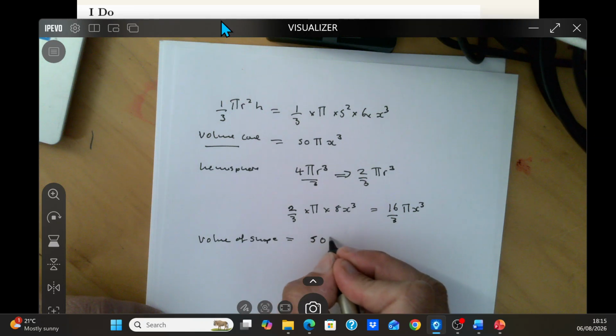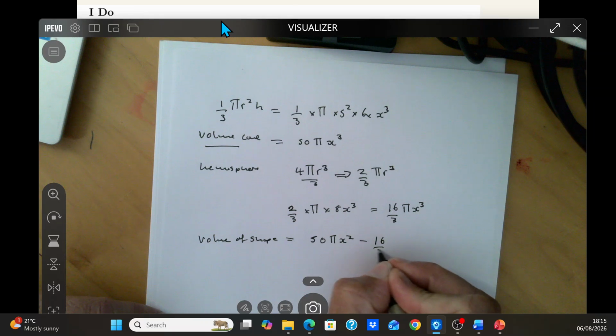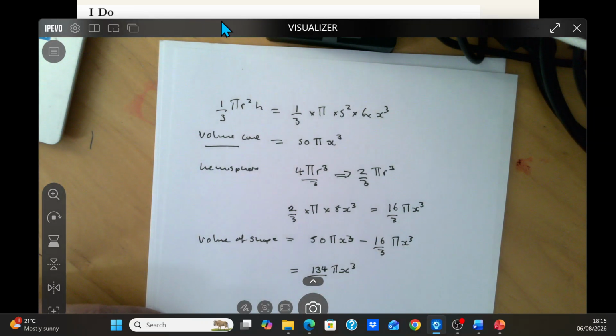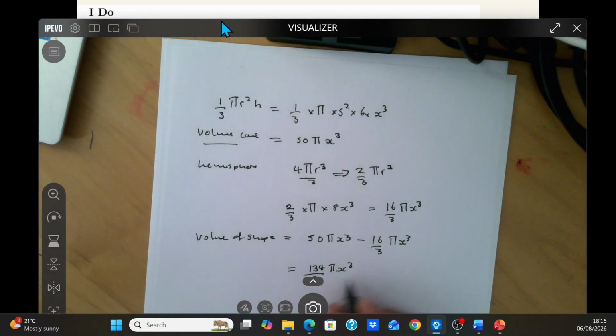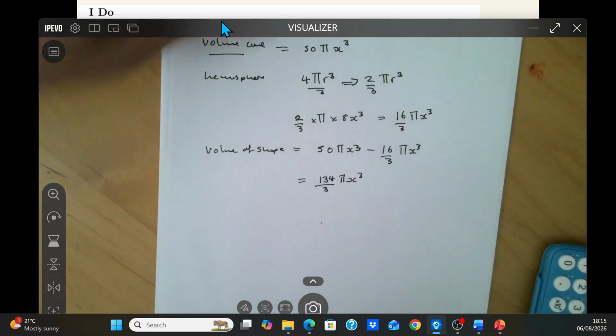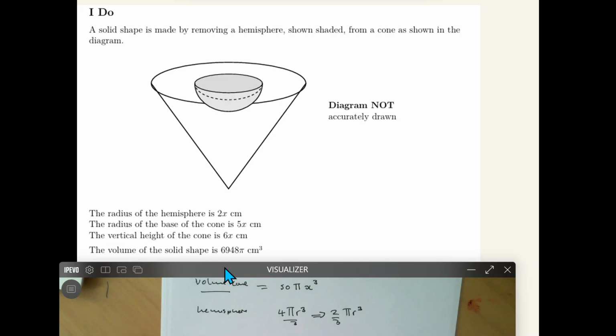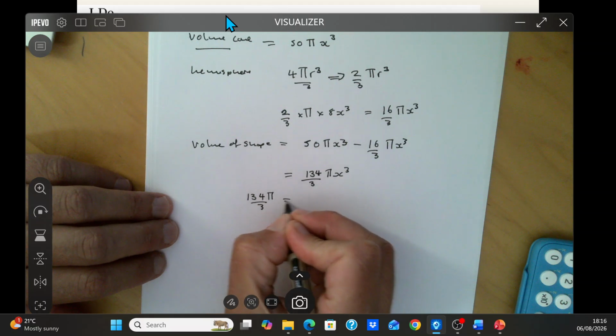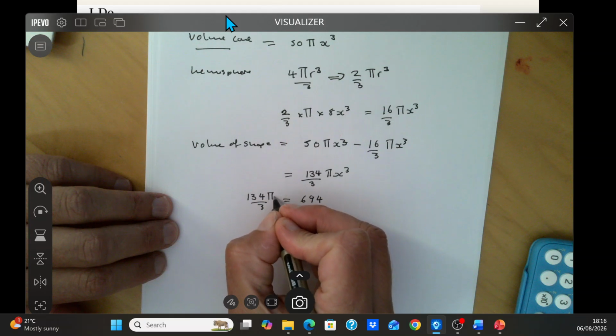Right, we know that the volume of the shape equals 50 pi x cubed, take away the 16 over 3 pi x cubed, which gives you 134 over 3 pi x cubed. Sorry, I didn't write the cubed down properly. Now, from the question, what do we know that it equals? 6948. So 134 pi over 3 x cubed equals 6948.